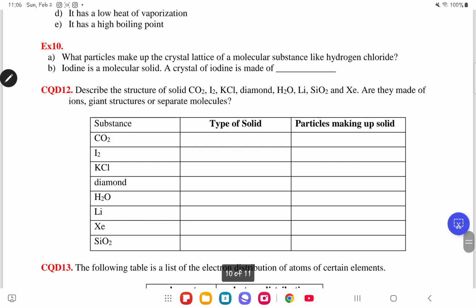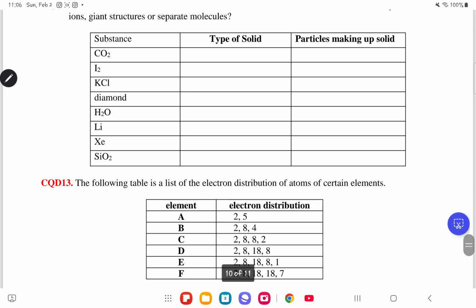Moving on to exercise number 10, they said what particles make up the crystal lattice of a molecular substance? Molecules. This is very easy. And that means iodine is a molecular solid. A crystal of iodine is made up of molecules. That's pretty much it. Now moving on to CQD number 12, they need us to fill in the blanks.